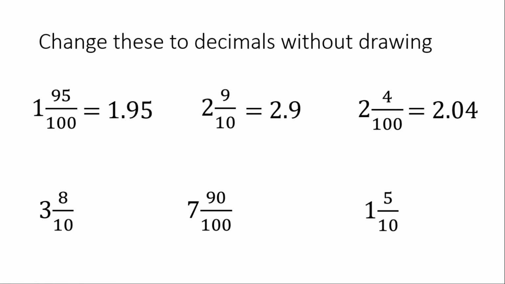In the bottom left, 3 and 8 tenths. So we need to write our 3, then the decimal point, then an 8, because 8 is going to be in the tenths place. Why? Because the denominator is 10. So 8 will be in the tenths place.